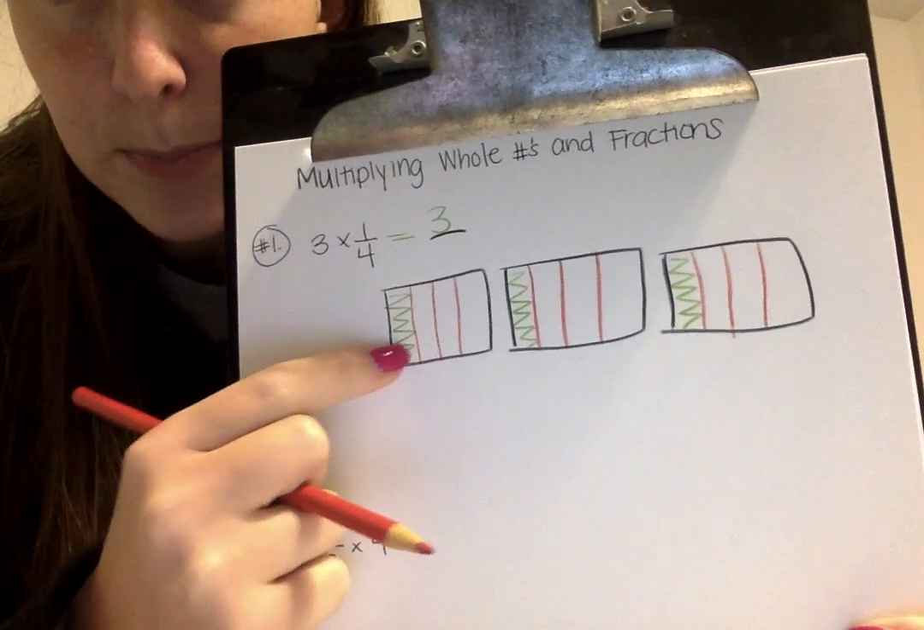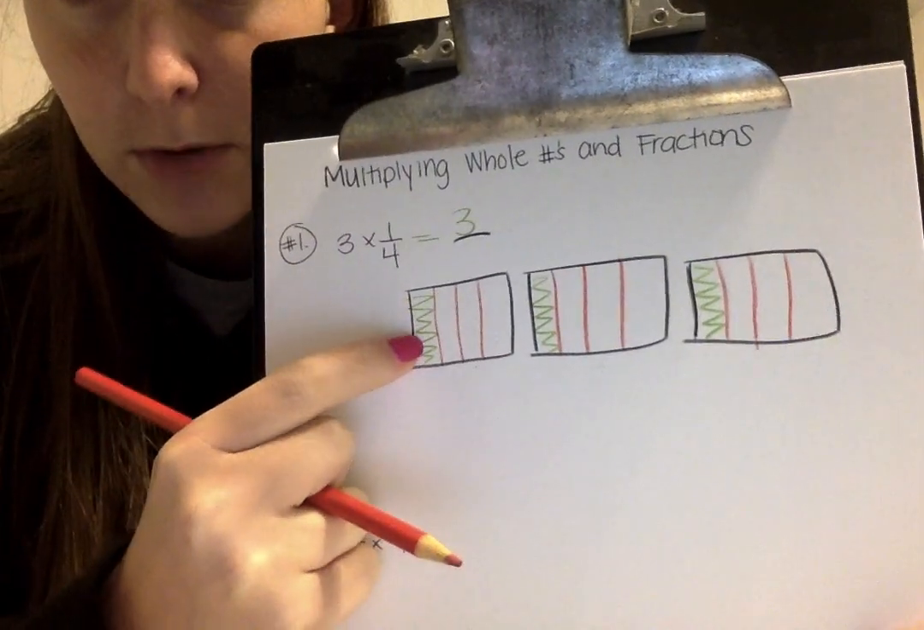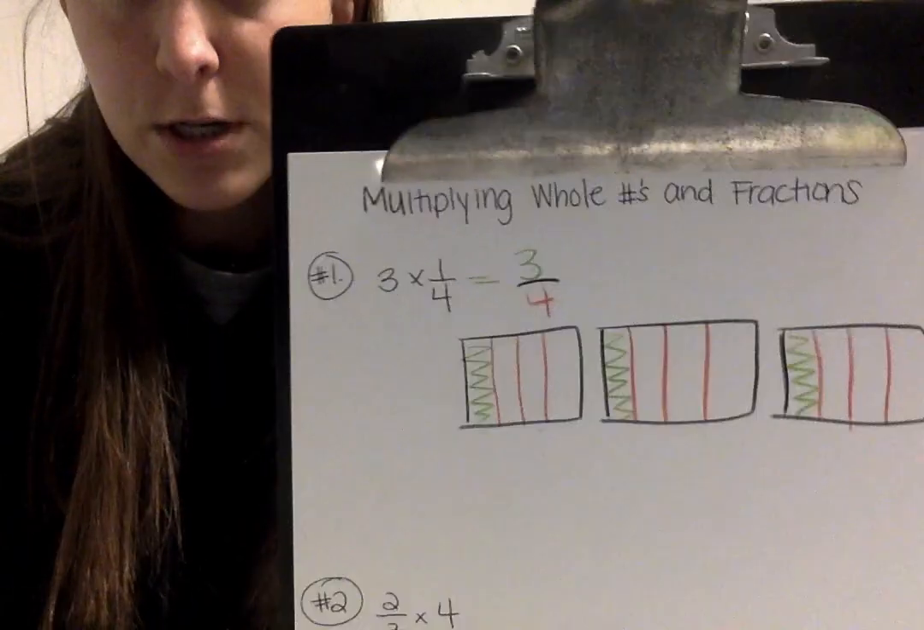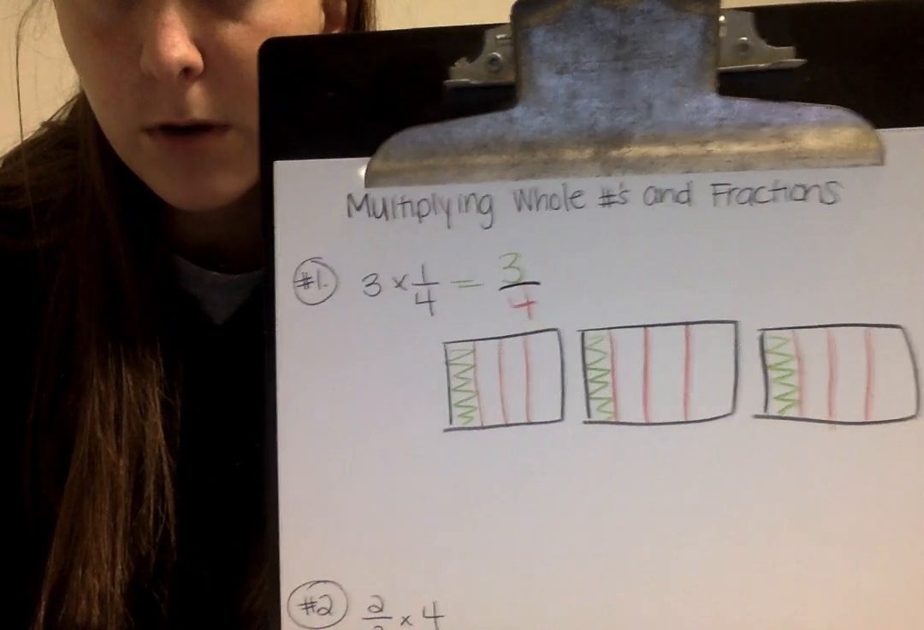And there are 3 pieces shaded out of how many pieces in a rectangle? 1, 2, 3, 4. So 4 is going to be my denominator. So the answer to that question is going to be 3/4.